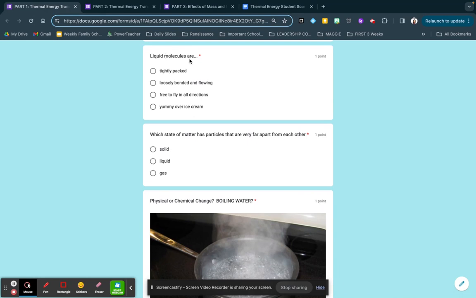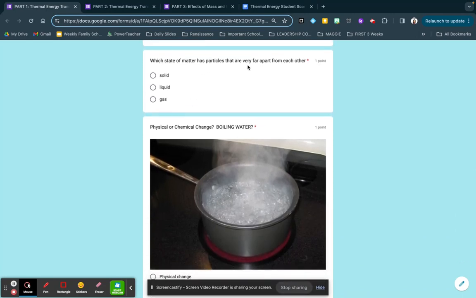Liquid molecules are tightly packed. Liquid molecules are loosely bonded and flowing. Liquid molecules are free to fly in all directions. Liquid molecules are yummy, all over ice cream.